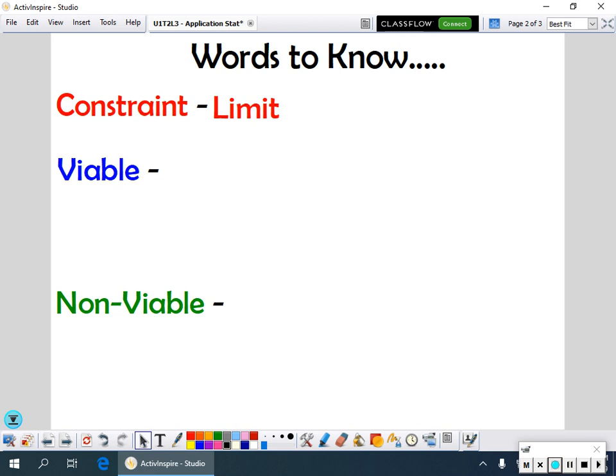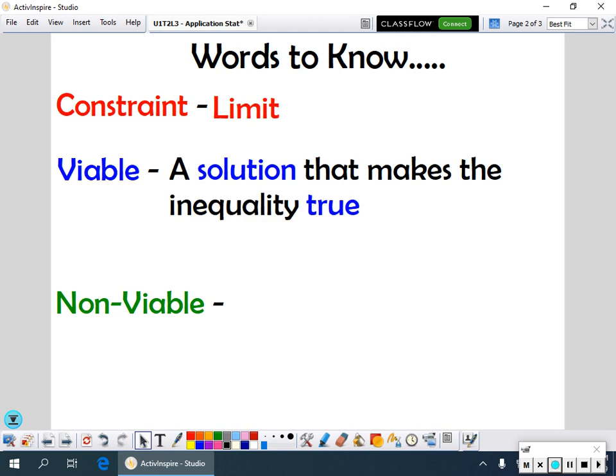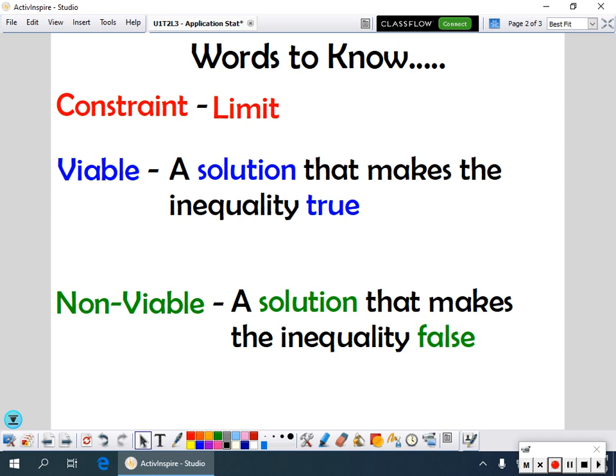You may also be asked to find a viable solution. A viable solution is a solution that makes your inequality true. It's a solution that works in the situation that you're being given. And a non-viable solution is a solution that would make your inequality false. So if you look at your situation, it's something that wouldn't work out.